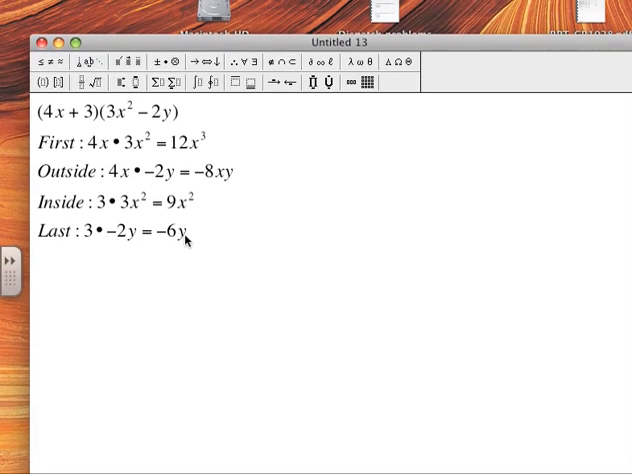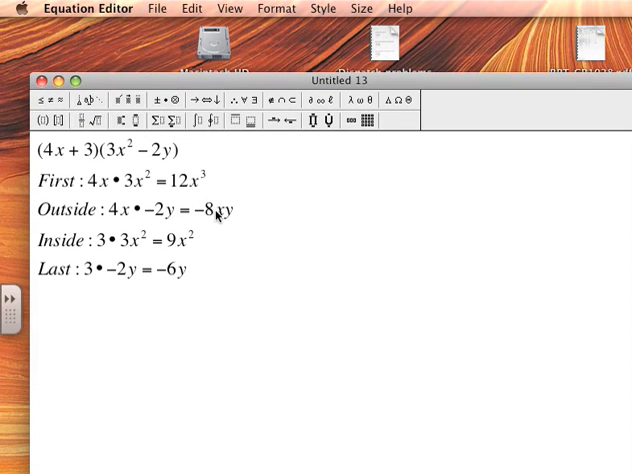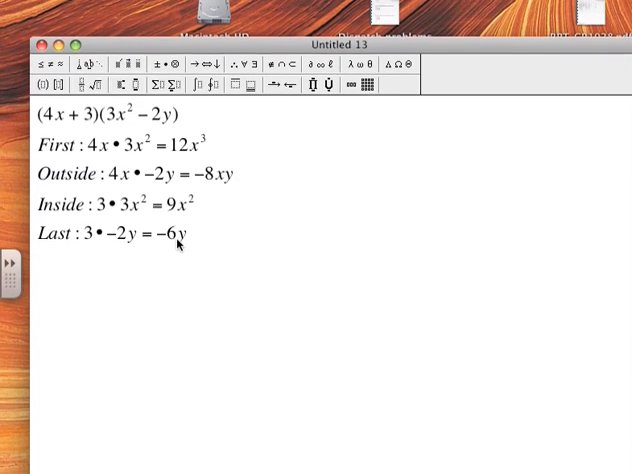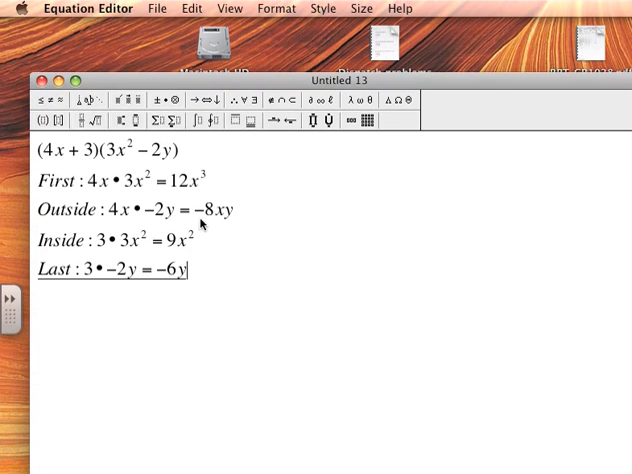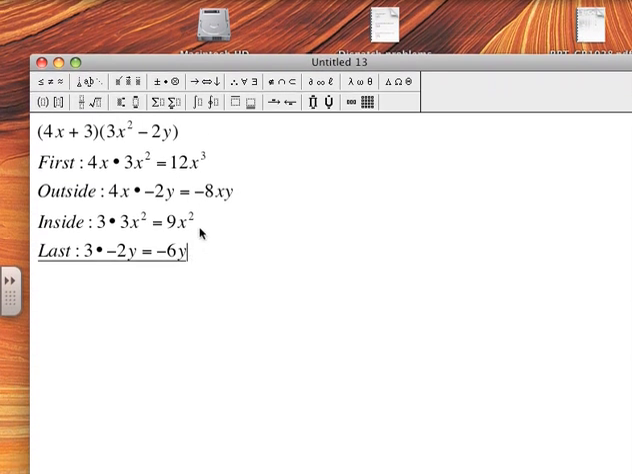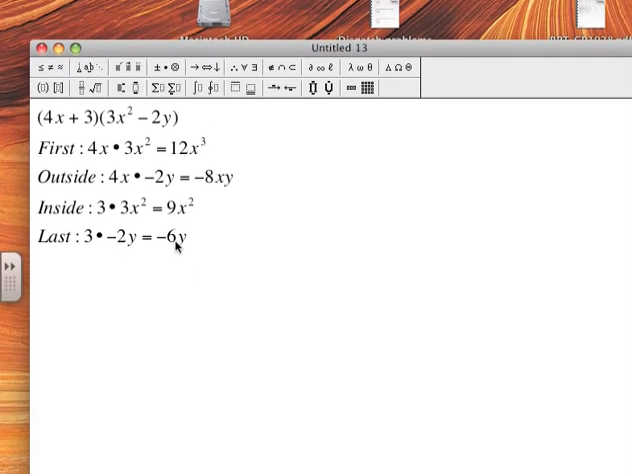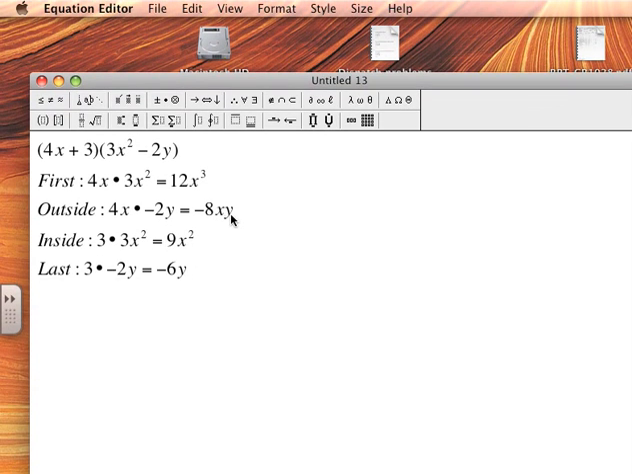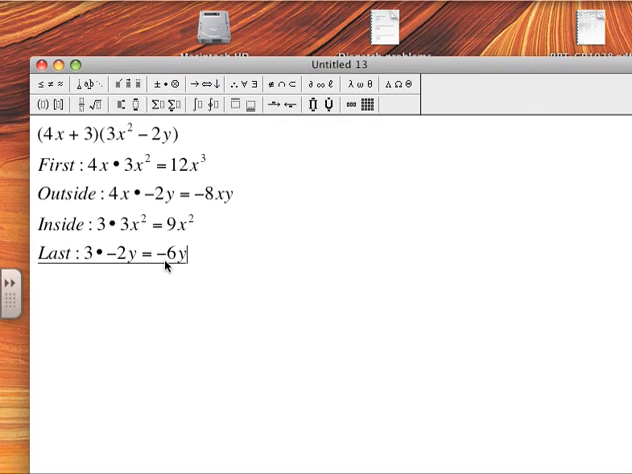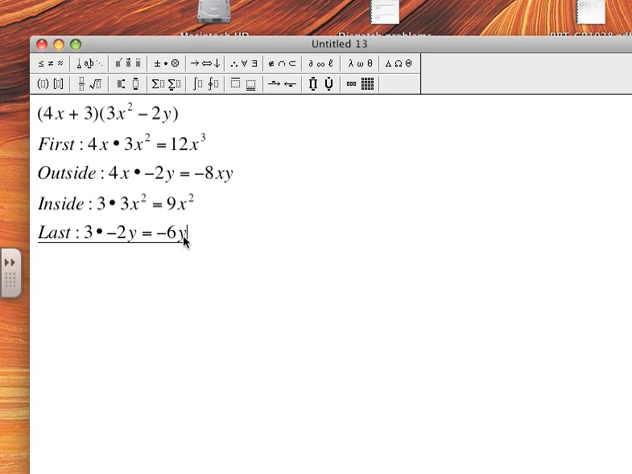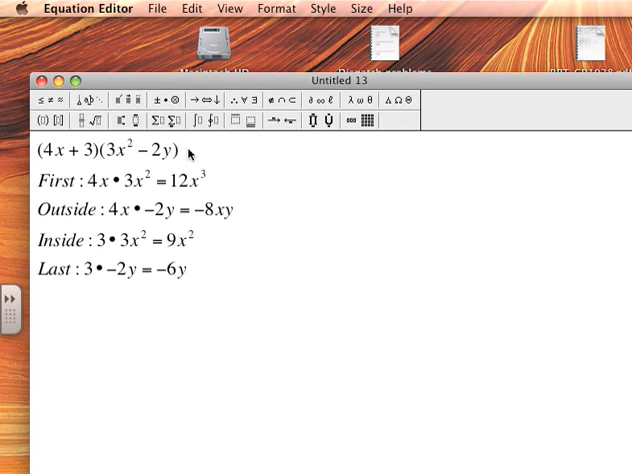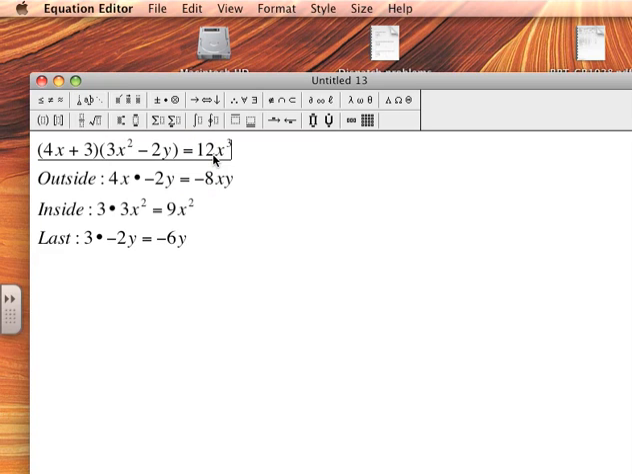So same here. I have negative 6y, and here I have negative 8xy. Well, the y's match, but the variables have to match completely. And see, since I have xy in my outside terms, and I have just y on my last terms, since they don't match, it's not effective. So, what am I going to wind up with? Well, since I didn't add anything together, it's just going to be 12x to the third power.